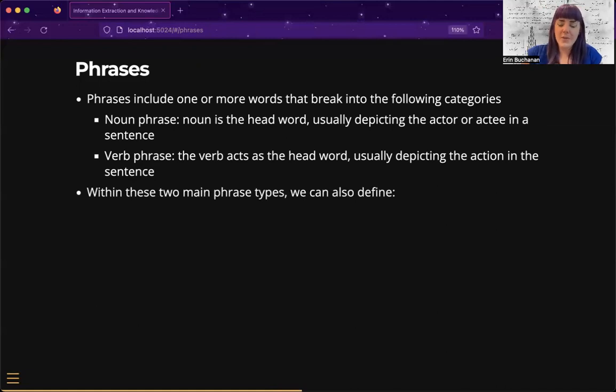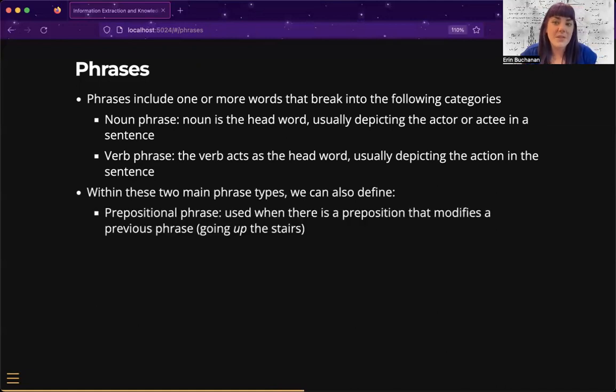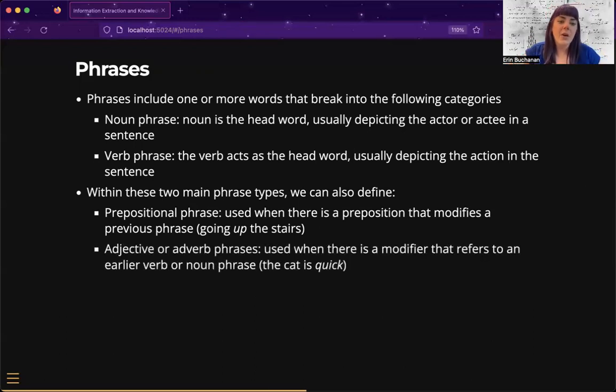Within those 2 phrases, then we can then also define any prepositional phrases that happen. So where the preposition modifies the phrase, if I say going up the stairs would be the prepositional phrase that is attached to the verb. So hopefully you're going to see now how we're going to do some of this relationship extraction. Okay. We can also have adverb or adjective phrases that modify either a verb or a noun phrase. So the dogs are asleep. Asleep here is actually an adjective phrase because it's modifying dog.